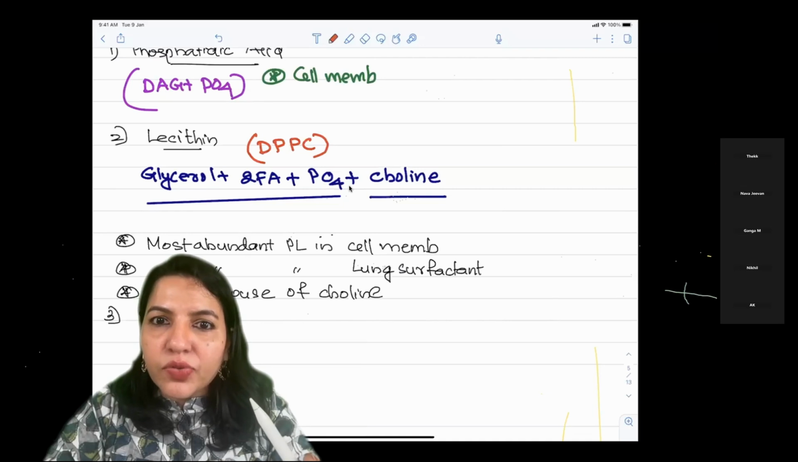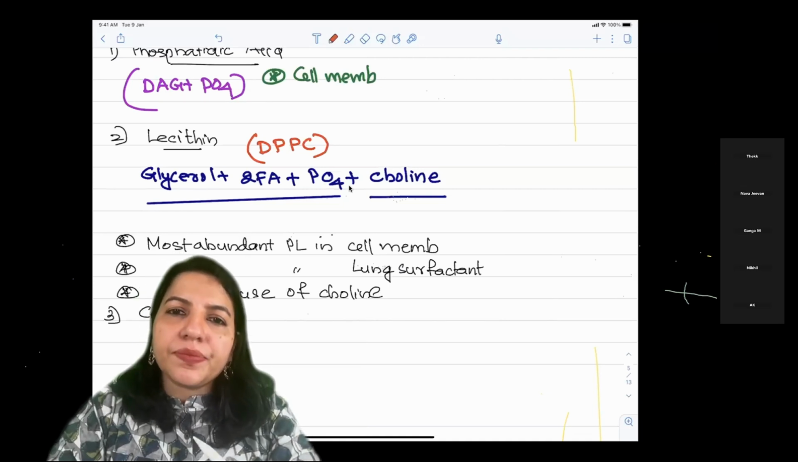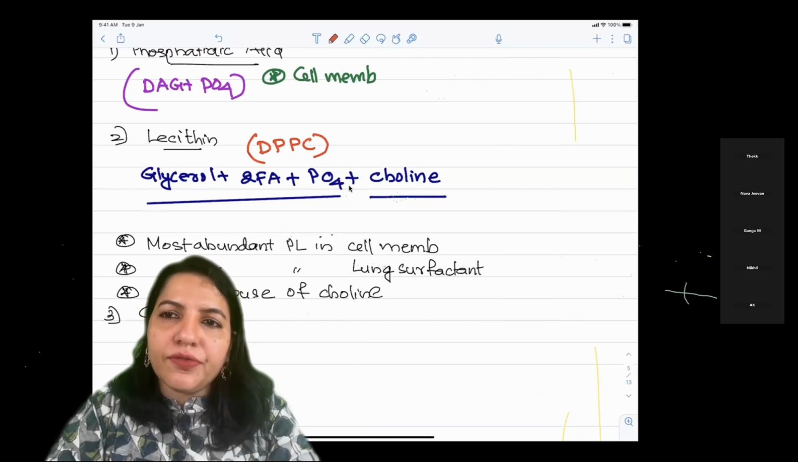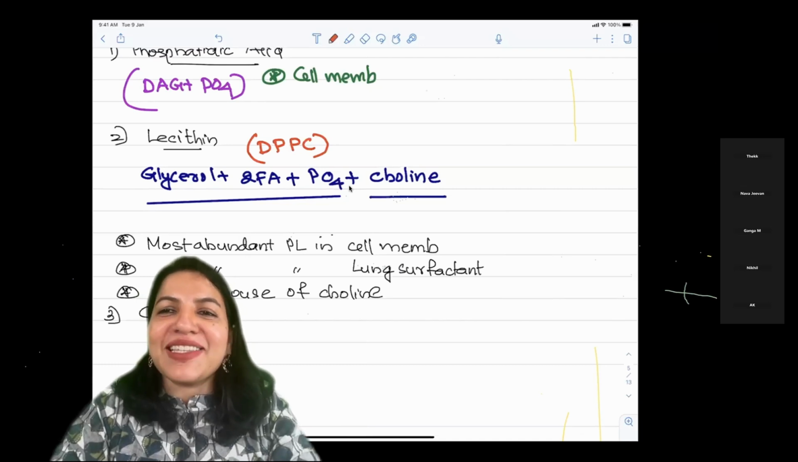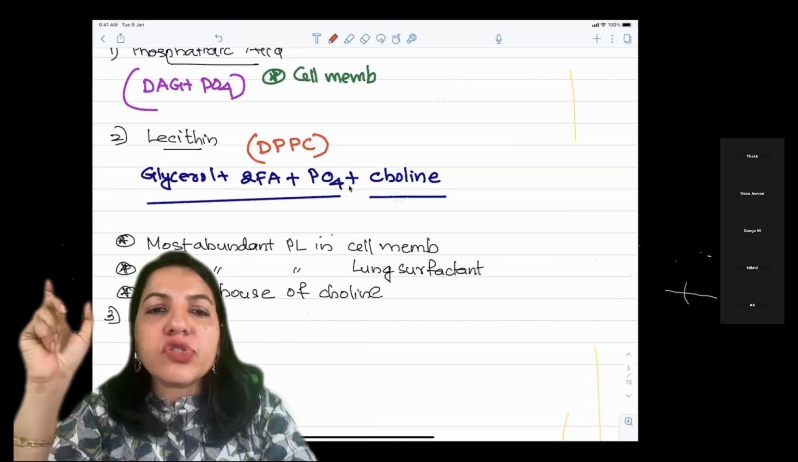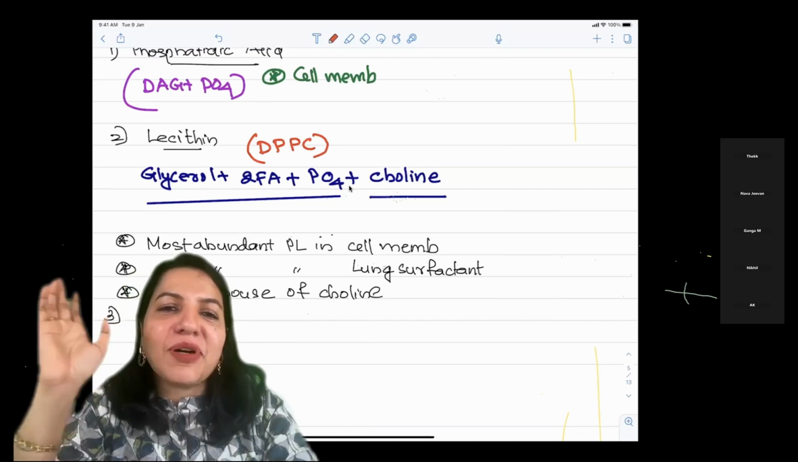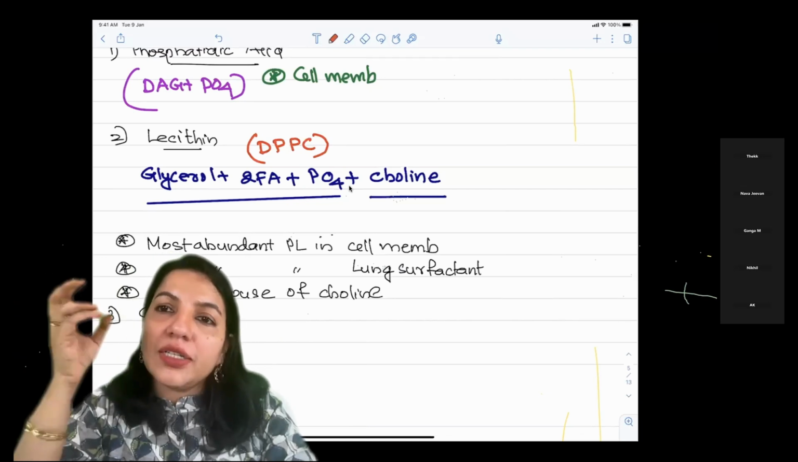So it is dipalmitoyl phosphatidylcholine. Now let me ask you this question. Why is it dipalmitoyl? What is that palmitoyl standing for? Yes, very good. So these are the 2 fatty acids. The most common fatty acid, that is palmitoyl. So it is the most common fatty acid that is present in lecithin.